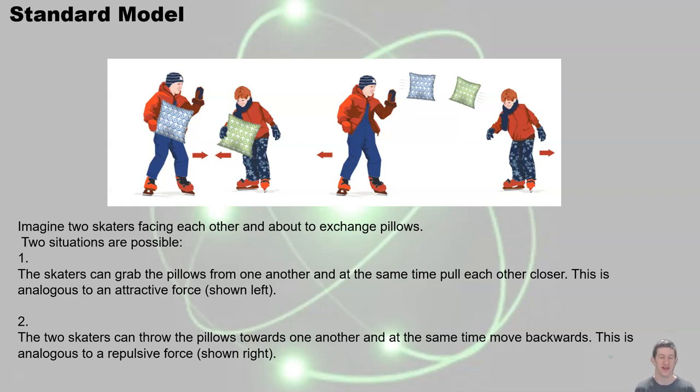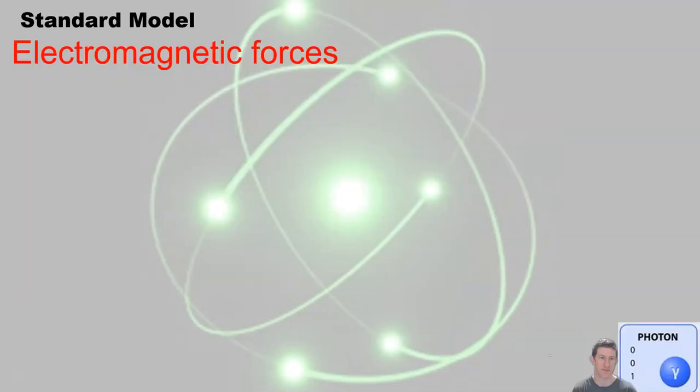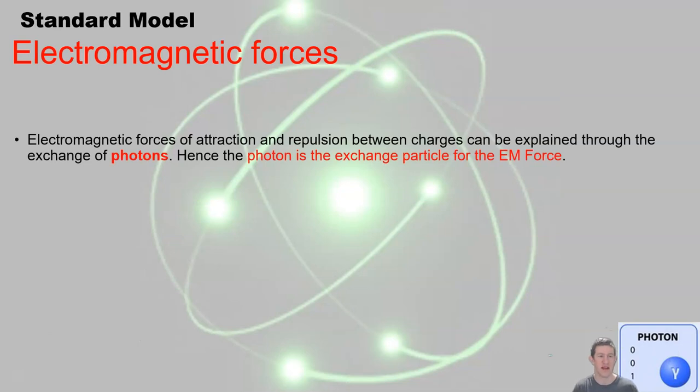The other option is that the two skaters could throw their pillows towards each other, and again, Newton's third law pushes them apart. And this is the analogy to a repulsive force. So throwing the pillows pushes away, grabbing each other's pillows pulls them towards each other. The electromagnetic force of attraction and repulsion between charges is explained through the exchange of the photon. So the photon is that particle responsible.